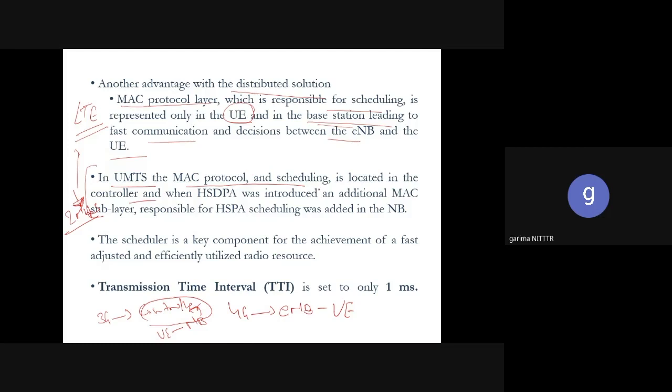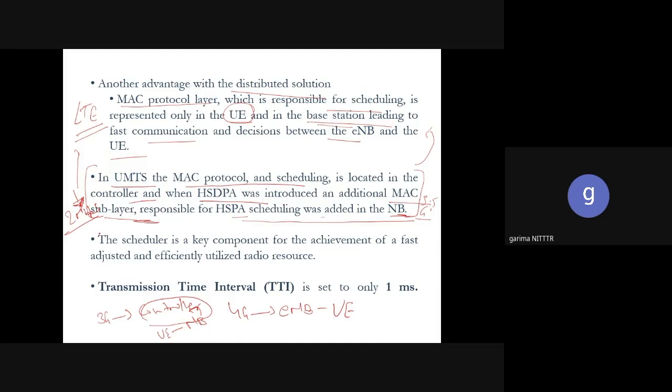So you have an additional element to decide for the user equipment what should be done under a particular condition. That was located in the controller, and when high-speed data packet access was introduced, additional MAC sublayers were scheduled in Node B. So modifications started from 3G itself, which fully moved to 4G with the introduction of the technology Long-Term Evolution. So in 3G it was in the controller, then in 3.5G they moved it to Node B. The sublayer responsible for high-speed packet access scheduling is added in Node B.